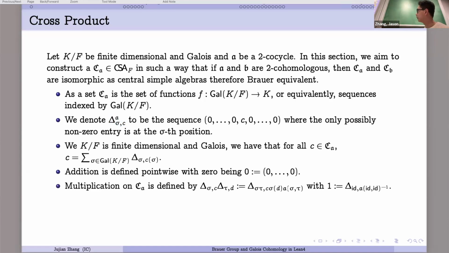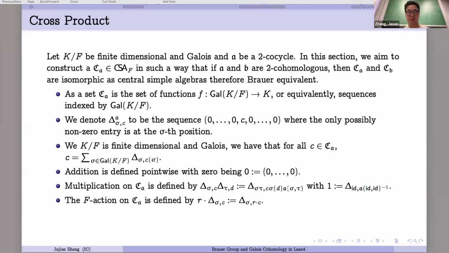Multiplication is more interesting. The result of multiplying the one-element sequence at sigma and the one-element sequence at tau is a one-element sequence with this number at the sigma tau index. And one is defined to be the one-element sequence with the only non-zero term a ID inverse at the ID's position. And the F action is defined by acting on the non-zero part.